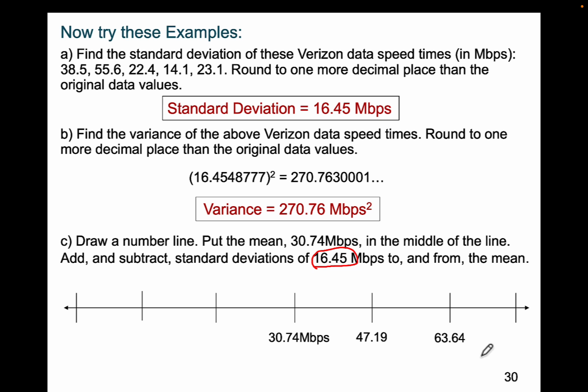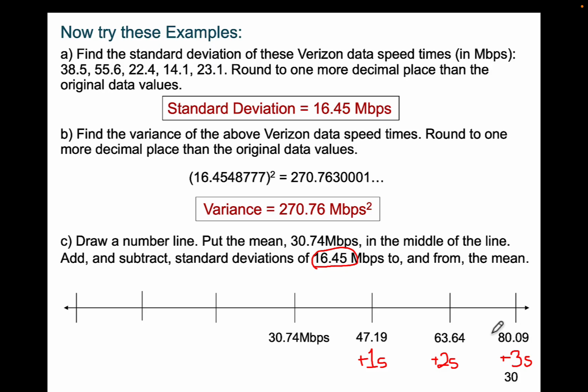Once again, add 16.45 to that, and that gets us to 80.09. So we took our 30.74 and added to that one standard deviation to get us here. We added it again, so for a total of 2 standard deviations added to the mean. And then we did it a third time. We added 3 standard deviations to get us here.